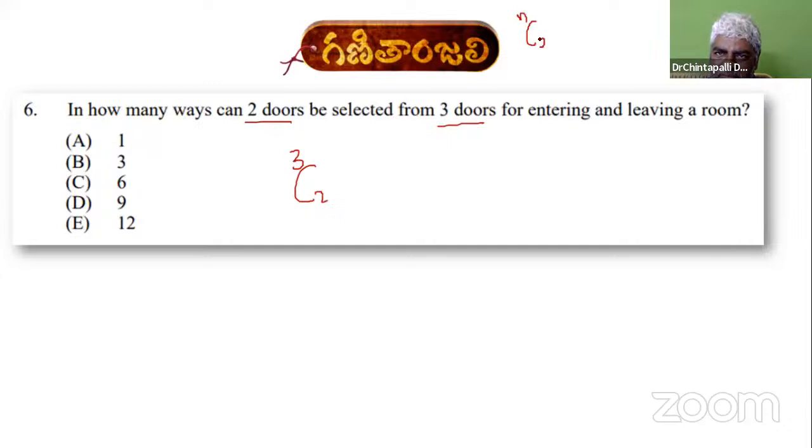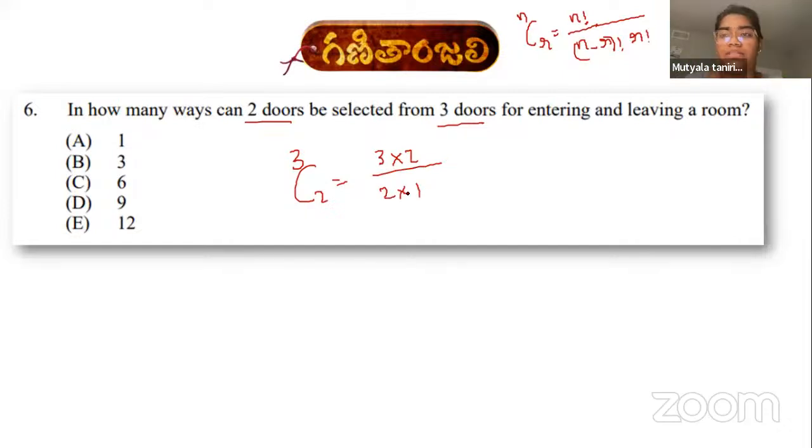NCR is equal to n factorial by (n minus r) factorial times r factorial. So 3C2 is equal to 3. Shortcut method: 3 times 2 over 2 times 1. The answer is 3. That means in that room there are 3 doors, D1, D2, D3.